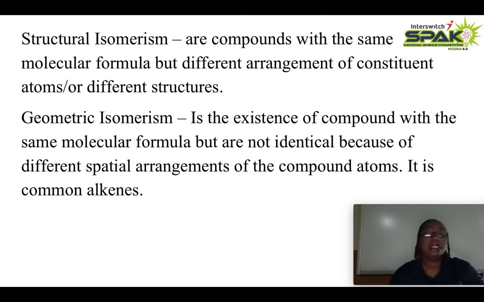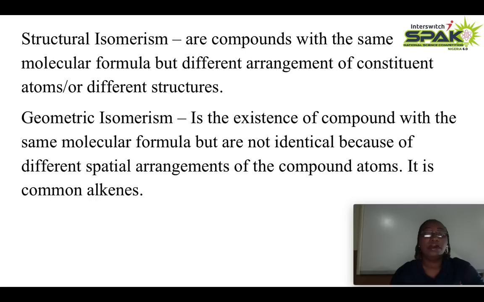Structural isomerisms are compounds with the same molecular formula but different arrangement of constituent atoms, or different structures. So you see a compound having the same molecular formula but exhibiting different structures. You can draw different structures of it. That's isomerism. And also we have geometrical isomerism.